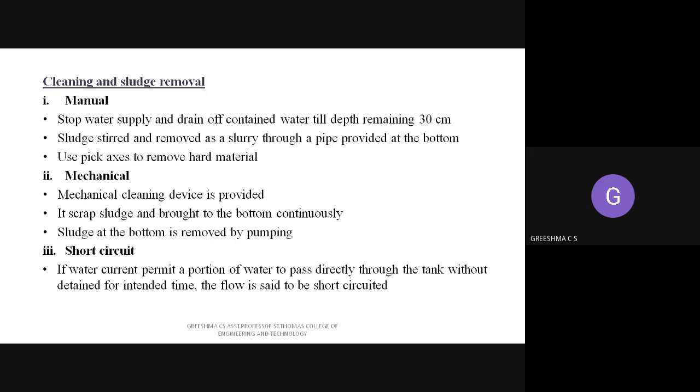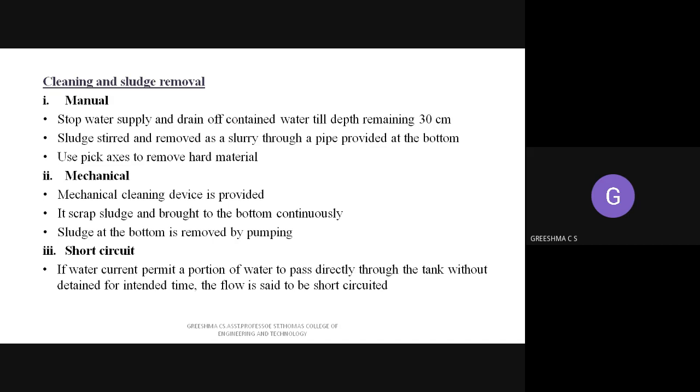Here also we stop the water supply. After that you pour some water and the sludge will be stirred, and the stirred water will be removed, or you can use pickaxes to remove the hard materials. So that's the manner. It is the same as what we do with our water tank at home; you can follow the same procedure.